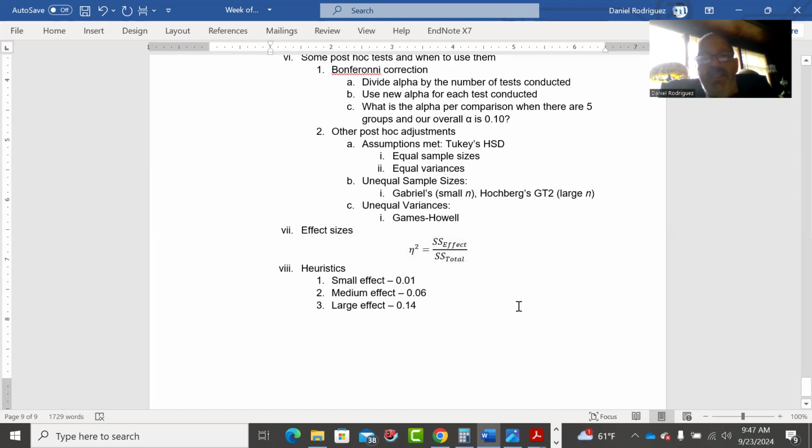There are heuristics for this: small, medium, and large effects. So if my eta squared is a little bit above 0.01 to less than 0.06, I'd consider it a small effect. If it's between 0.06 and 0.14, I'd consider it a medium effect. If it's greater than 0.14, it's a large effect.